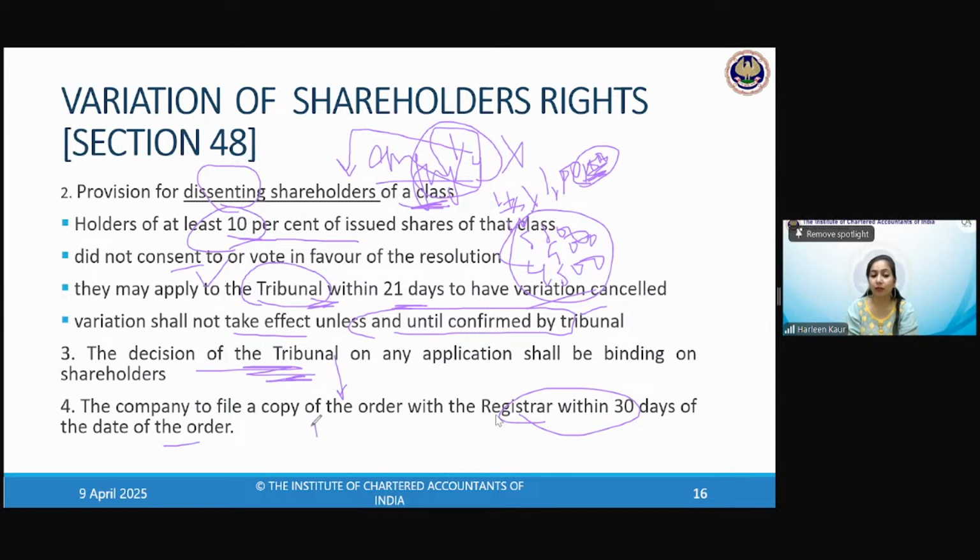So let's assume on 1st April decision was being taken. By 21st of April, the dissenting shareholders have gone. They said they went on 10th of April. On 10th of April, they filed an application within the 21 days time. Now, tribunal's order came by 30th April 2025. Then within what date this tribunal's order shall be filed with the registrar? Tell me. Within what date? Tribunal's order has come on 30th April 2025. Within what date?